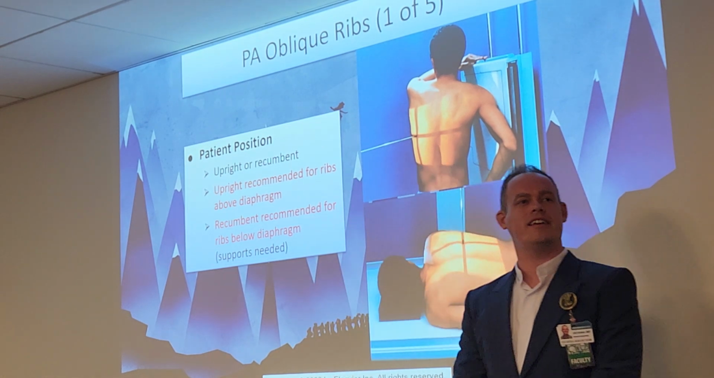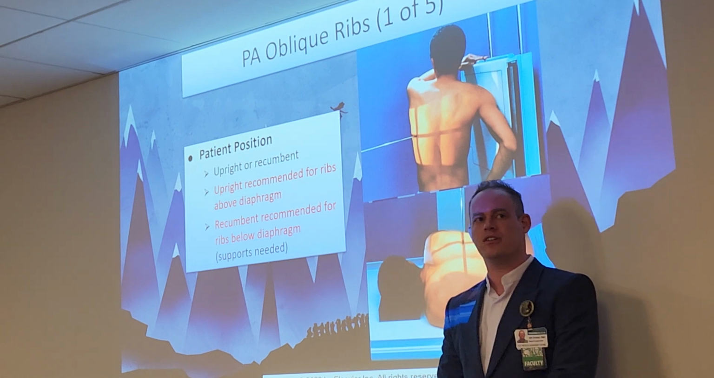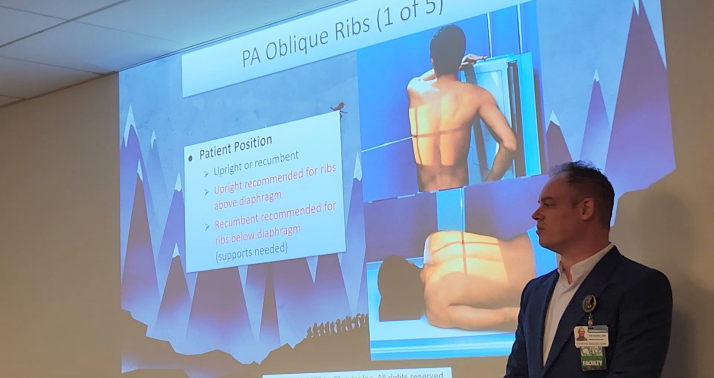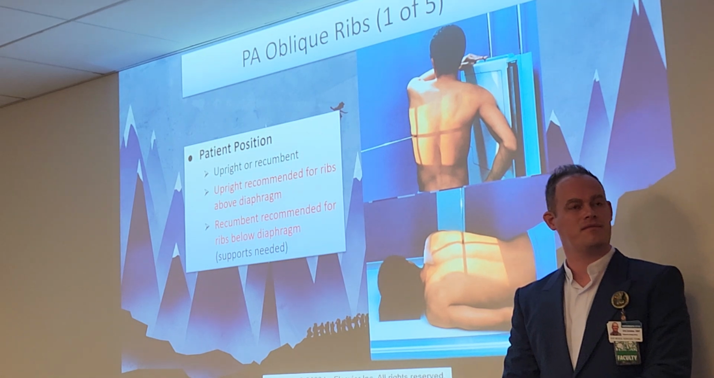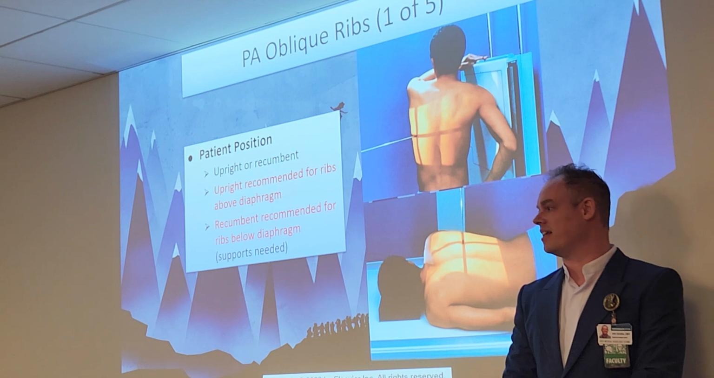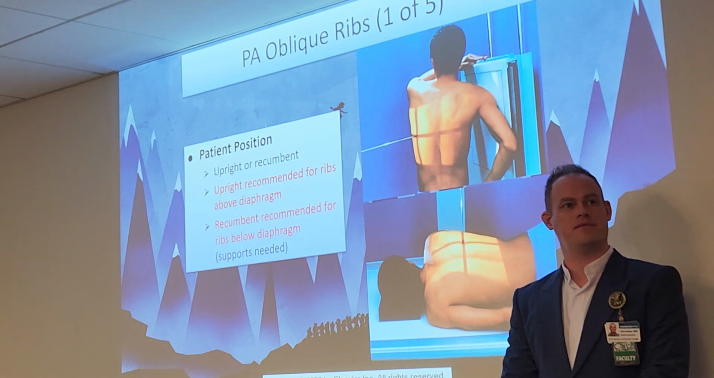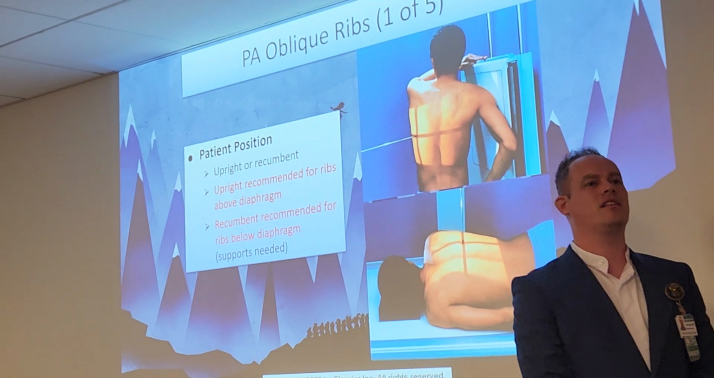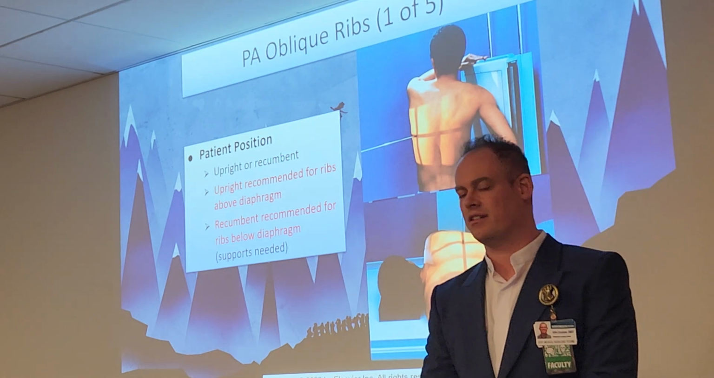So let's go to LAO. LAO is going to show the right anterior ribs. But the left side is the side that's down on that one. RAO shows the left anterior ribs, even though the right side is now touching.